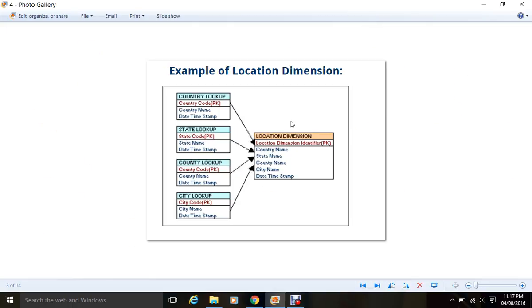Now, location dimension. In the relational database model for normalization, country lookup, state lookup, county lookup, and city lookup are all different tables and would not be merged into one single table. But in dimensional modeling, these tables are merged into one dimension, one table, which helps us compare the sales, like for which location what particular sales and how these sales are going on.